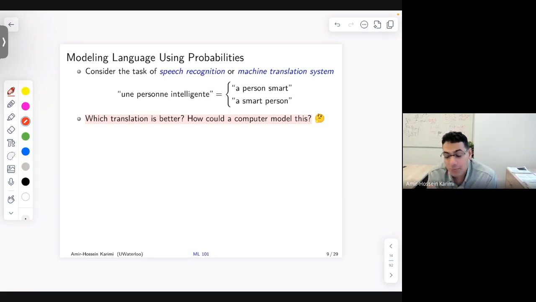Let's start with the easy one. Which translation is better? Who thinks the first one? Okay, good. Second one? Excellent. You all have delicate knowledge of English grammar. "Smart person" is better. Now, how would you use a computer to model this? Any thoughts?